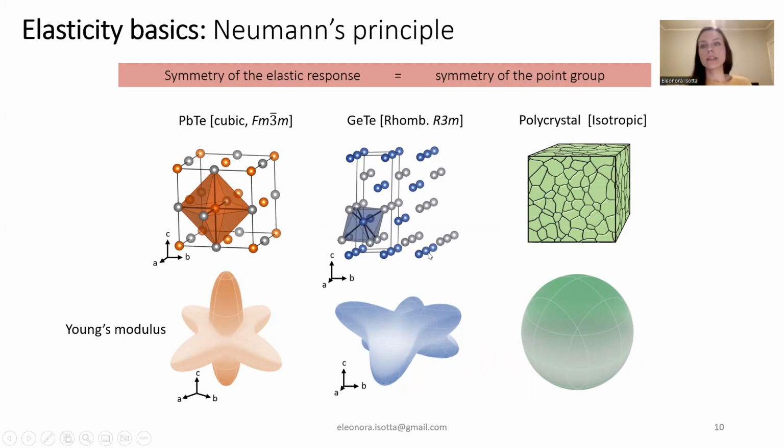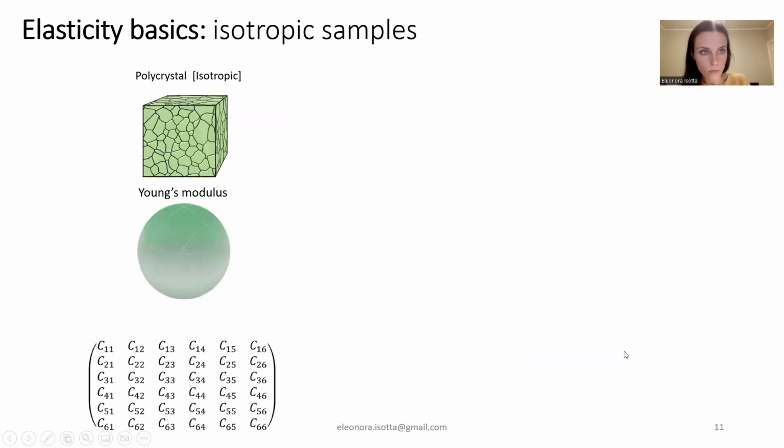Another remarkable case is that of polycrystals. In most cases, polycrystals, when the grain size is sufficiently small, can actually be considered isotropic. Being isotropic means same properties in all directions, and therefore the isosurface for the Young modulus will be a sphere. The isotropic case is particularly relevant. For example, in thermoelectrics, most materials can be actually considered isotropic when they are in polycrystalline form because grains tend to be very small with the production method we use.